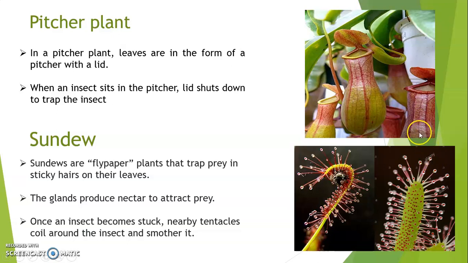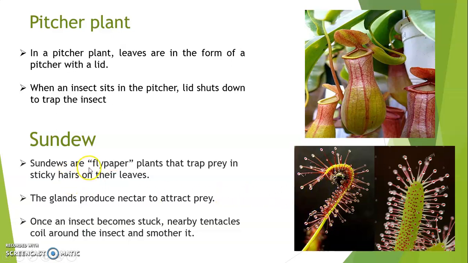When the sunlight falls on these glands, what happens? They start glittering, and hence these are called the sundew plants. These glittering glands attract the insects, and whenever any insect comes closer to the hair of the sundew plant, what happens? They start rolling up and close their leaves to eat the insects.